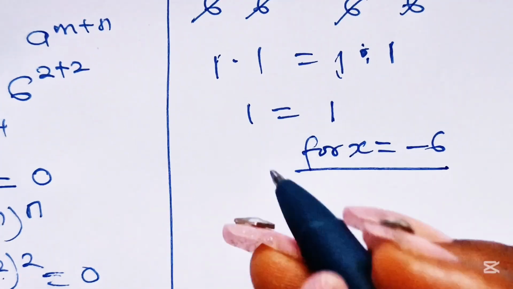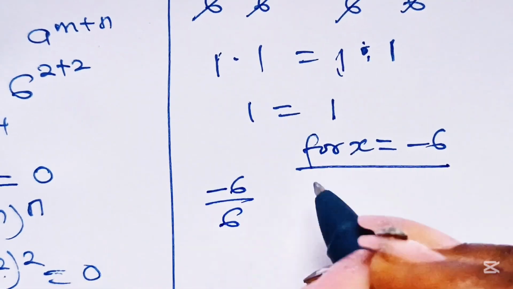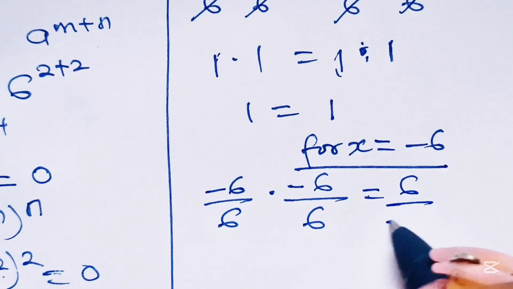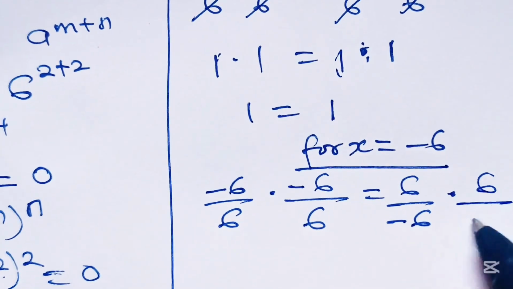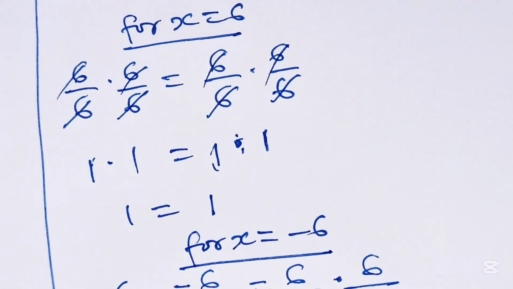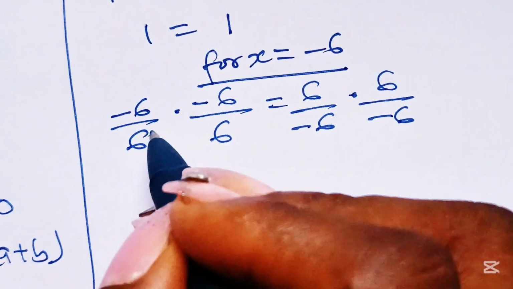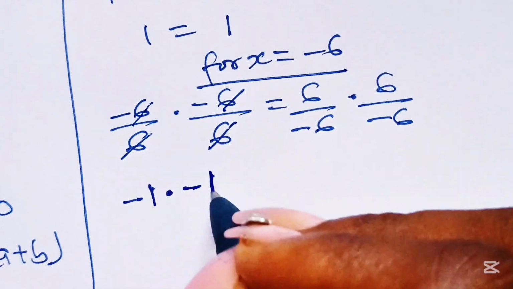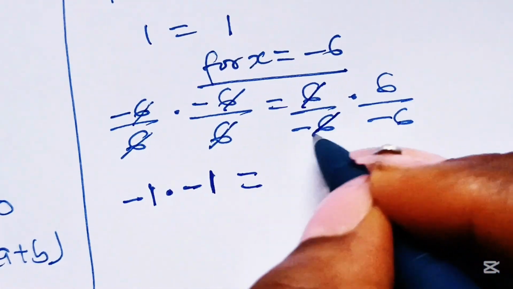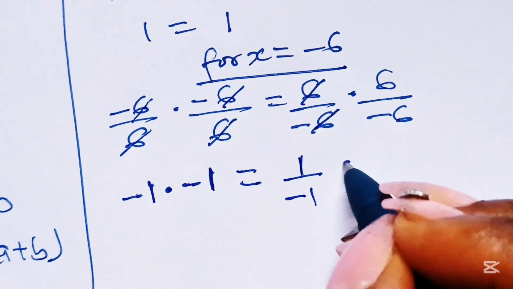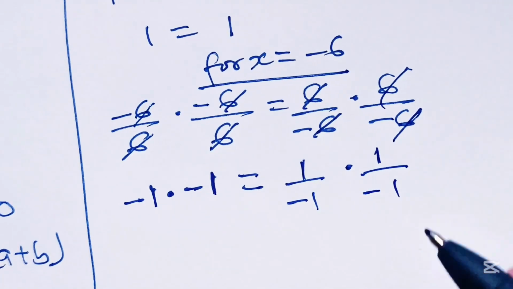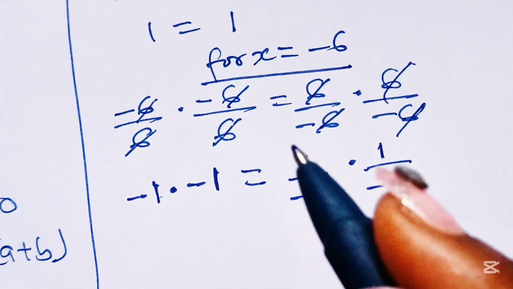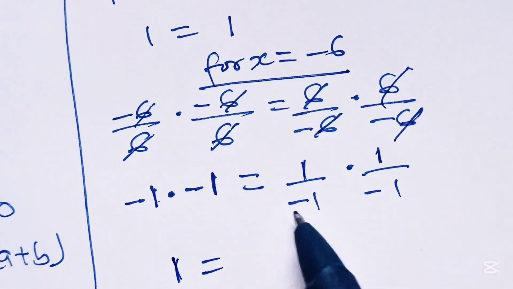All right, so we are going to have minus 6 divided by 6 multiplied by minus 6 divided by 6 is equal to 6 divided by minus 6 multiplied by 6 divided by minus 6. Okay, according to the question, right? So when this divides this, we have minus 1 multiplied by, when this divides this, we have another minus 1, is equal to, when this divides this, we have 1 over minus 1. When this divides this, we have another 1 over minus 1.